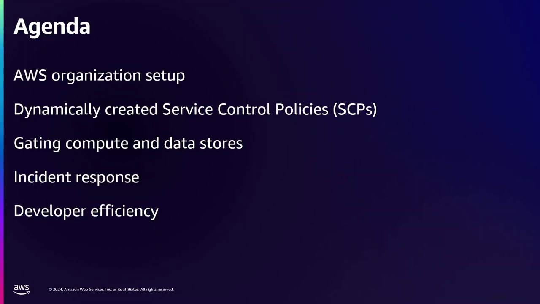So, Meta is on a mission to connect the world. And to help accomplish that, they've built tooling to enable their developers to deliver secure and private services globally. We're going to talk about Meta's AWS organization setup and how dynamic service control policies allow them to approve AWS services for use, improve their incident response, and increase developer efficiency. And I'm going to pass it over to Akansh and take us away.